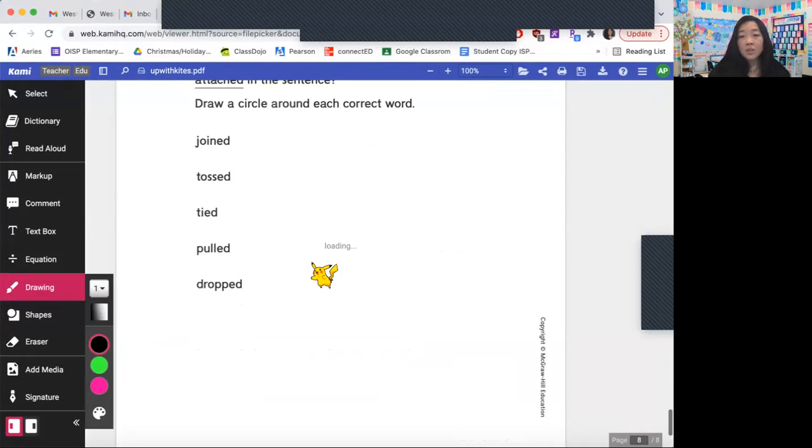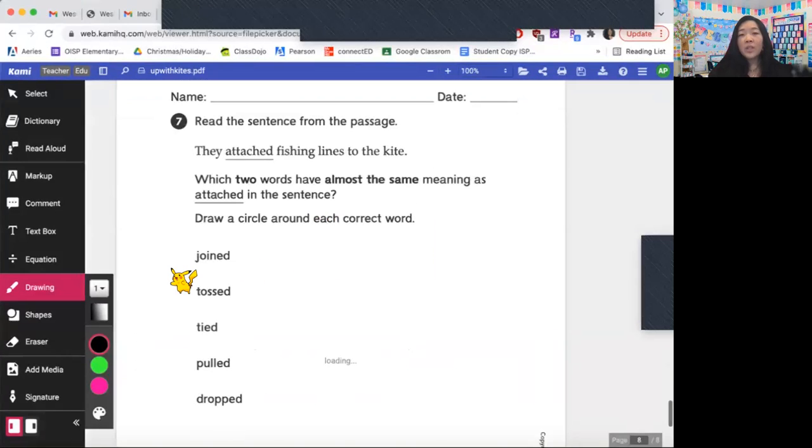And then I believe this is our last question. Read the sentence from the passage. They attached fishing lines to the kite. Which 2 words, so again, we're going to pick 2, have almost the same meaning as attached.